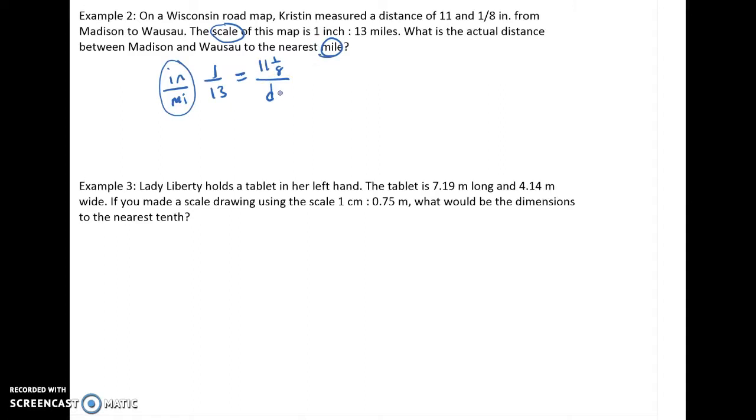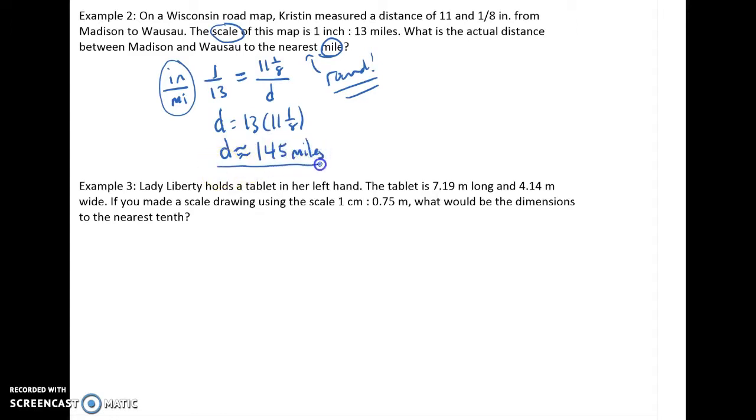And then cross multiply. Remember, if it helps to convert your fraction into a mixed number, feel free to do that, right? But then I'm just going to get d is equal to whatever 13 times 11 and 1/8 is. And since I want it to the nearest mile, I'm going to round. So this is an example in the problem where it tells you to round, right? So if you just did that multiplication in your calculator, we get approximately 145 miles.